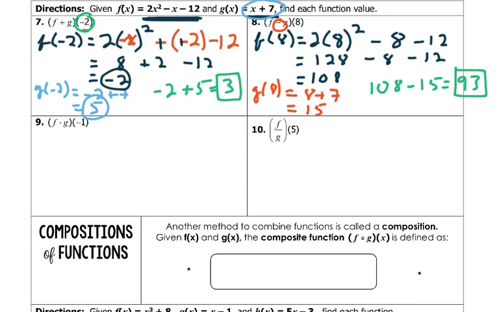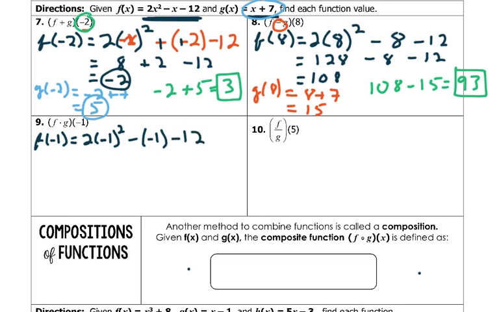All right, next one we're going to solve for f when x equals -1, solve for g when x equals -1, and then we're going to multiply those two values together, okay? So, f of -1 equals 2 times -1 squared minus -1, put that one in parentheses. All right, and then again, minus 12.